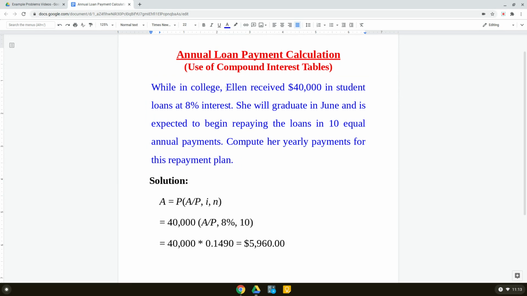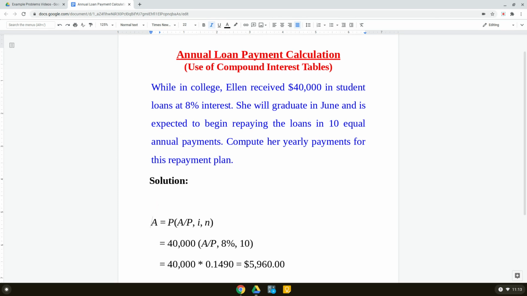While in college, Ellen received $40,000 in student loans at 8% interest. She will graduate in June and is expected to begin repaying the loans in 10 equal annual payments. Compute her yearly payments for this repayment plan. So, very simple problem as you can already see.